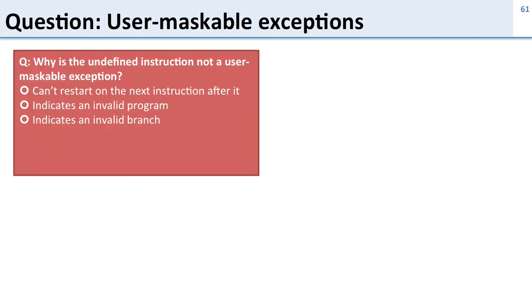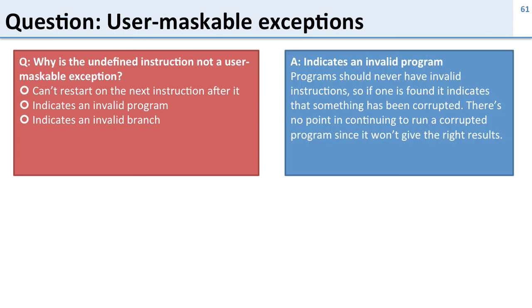So a question about user-maskable exceptions. Why is the undefined instruction not user-maskable? Well, if we have an undefined instruction, it indicates an invalid program. So programs should never have invalid instructions. If one is found, it means something's corrupted or the program can't run on this processor. In that case, there's no point in running the program since we can't get the right results.